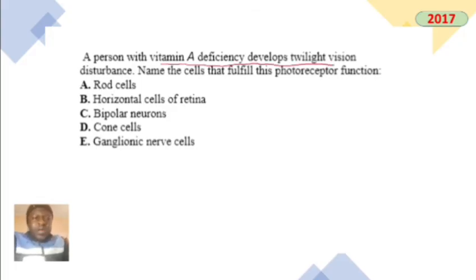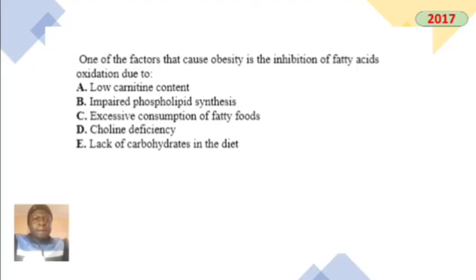A person with vitamin A deficiency develops twilight vision, right? So you just know that vitamin A is found in the rods, right? Rhodopsin, rods. So rod is the answer.